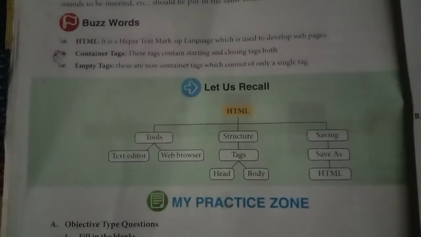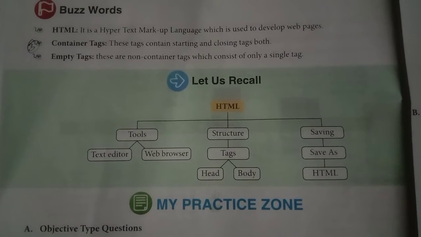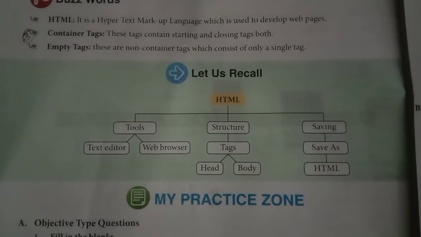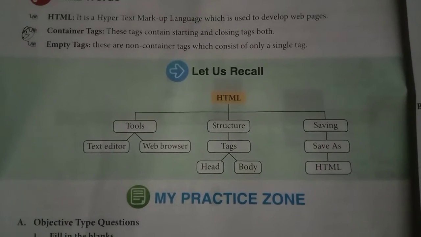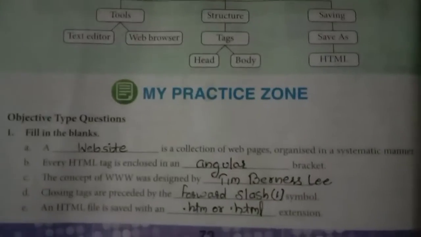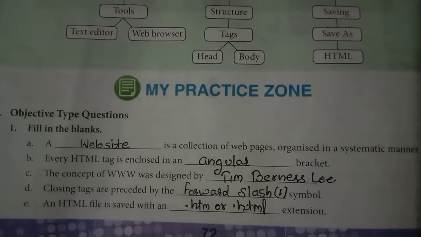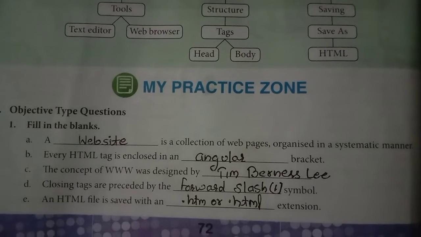So student, you need to write three definitions: HTML, container tag, and empty tag. Then after, you have to make this diagram of HTML. Then after, you have to do this fill in the blanks. The fill in the blanks are like this.